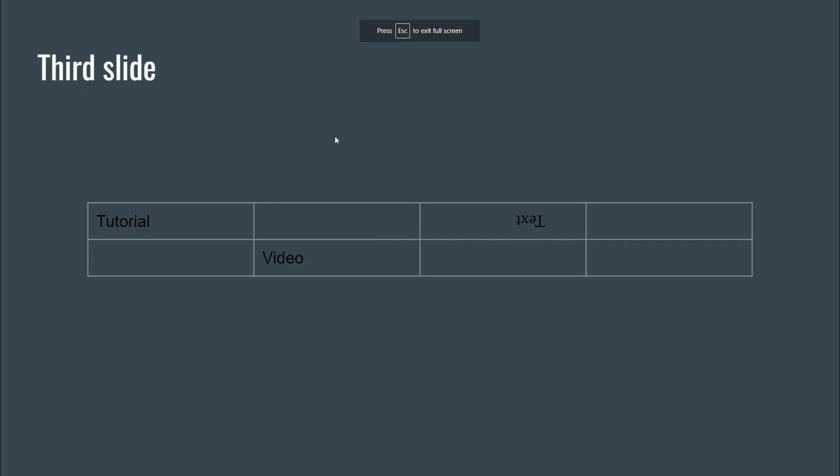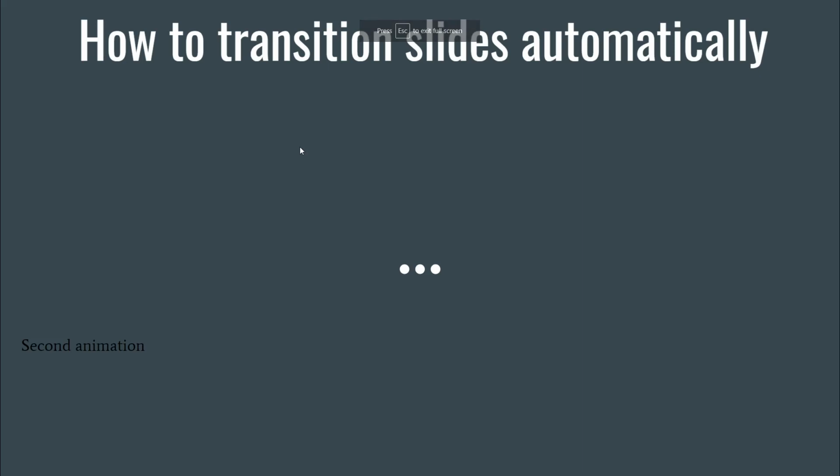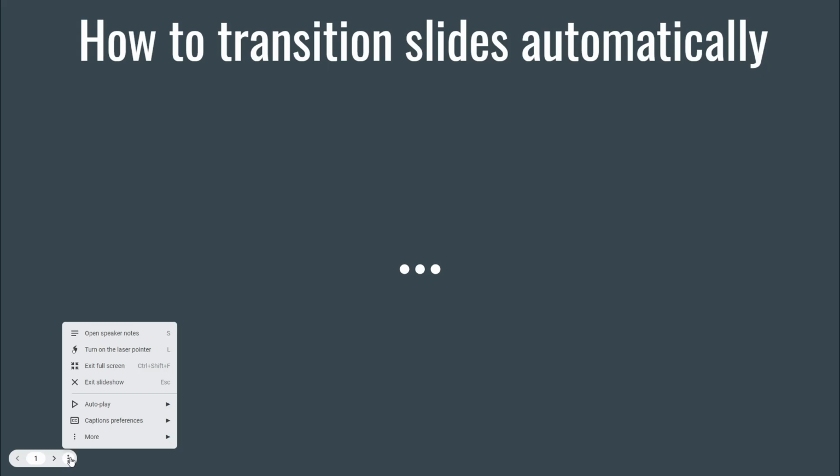So if we want it to move automatically, then what we want to do is put our mouse right here in the lower left corner. Here you will have a couple of options. You want to click these three dots right here. This will open up the options menu.